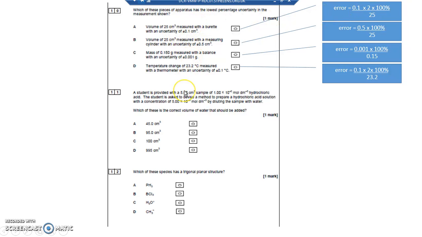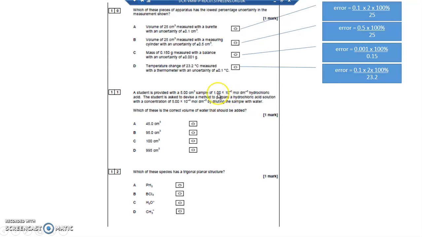The answer is A. A student is provided with a 5 centimetre cubed sample of 1 times 10 to the minus 2 mole per decimetre cubed hydrochloric acid. Right, I've got a volume and I've got a concentration, so immediately I know I'm going to have to work out number of moles. Concentration is number of moles divided by volume in decimetre cubed. I've got to get the 5 centimetre cubed divided by 1,000 though, so it's 0.005.